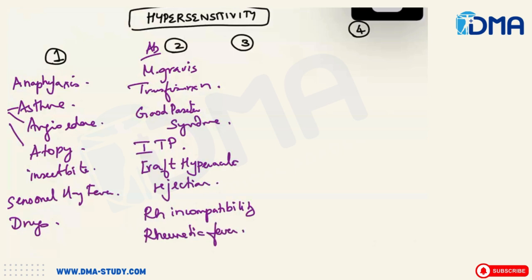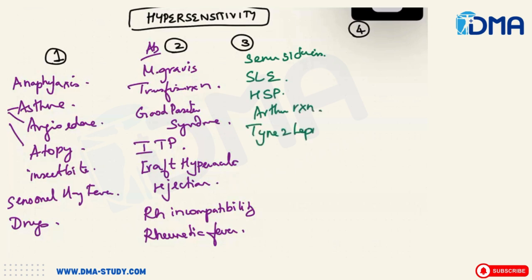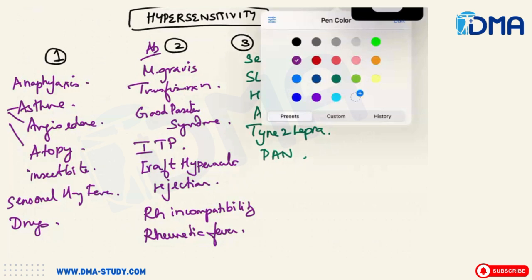Okay, type 3 examples. Serum sickness, SLE, Henoch-Schonlein purpura, Arthus reaction, type 2 lepra reaction, polyarteritis nodosa. All these things will be type 3 hypersensitivity reaction. Anyway, you don't have an option, you have to somehow memorize it.